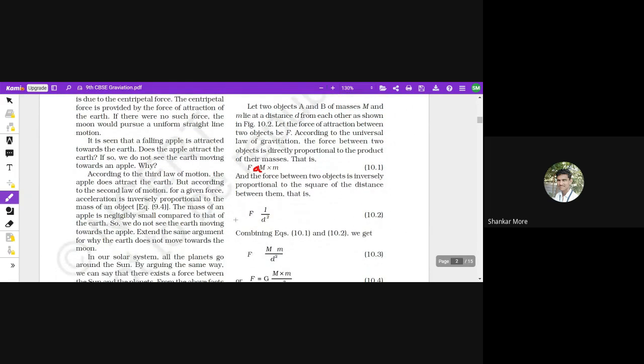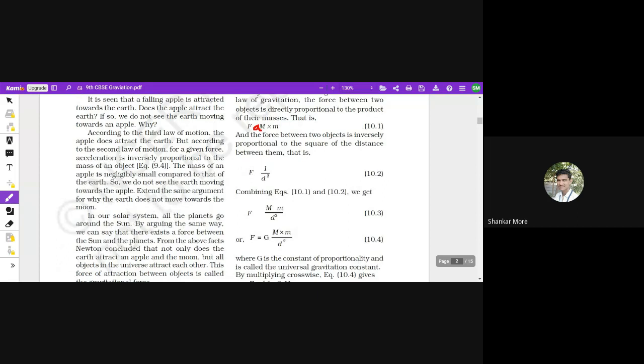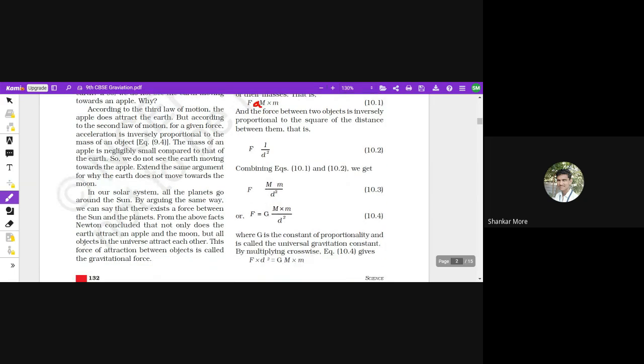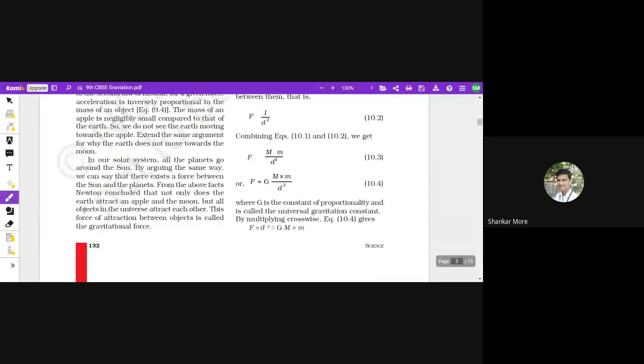All right. And the force between two objects is inversely proportional to the square of the distance between them. मतलब F is inversely proportional to d square. ठीक है. Now combining equation 10.1 and 10.2, we get F is proportional to capital M into small m divided by d square. और F is equals to, जब भी हम proportional या फिर inversely proportional की बात करते हैं, so there is always a constant, right? So वो जो constant in this case is, that is G, where G is the constant of proportionality and is called universal gravitational constant.